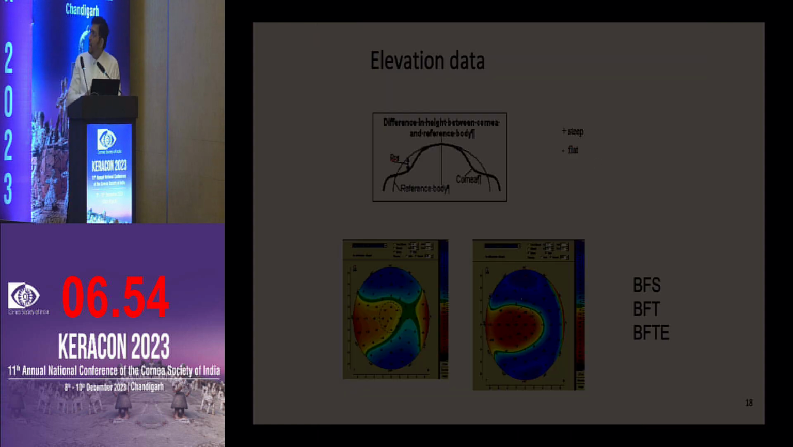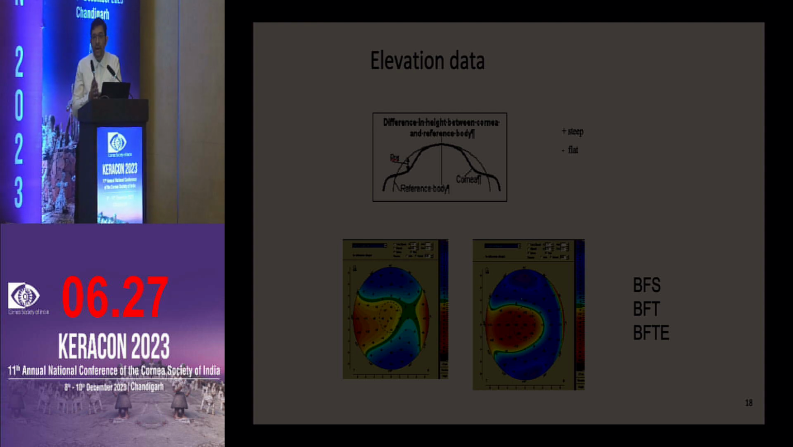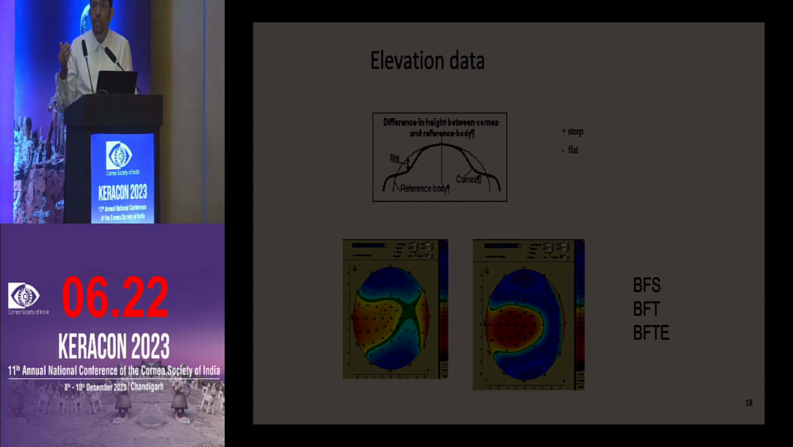And the basic idea about the Scheimpflug based devices is that it gives you elevation. So you use a reference curvature, and points which are above or below that curvature are highlighted. You do it for the anterior surface of the cornea, and you do it for the posterior surface of the cornea. You could use either a best fit sphere, a best fit toric, or a best fit toric ellipsoid. When you're primarily looking at patients for ruling out keratoconus as a pre-refractive screening tool, it's easier to put a best fit sphere, so anything which is abnormal tends to get picked up.